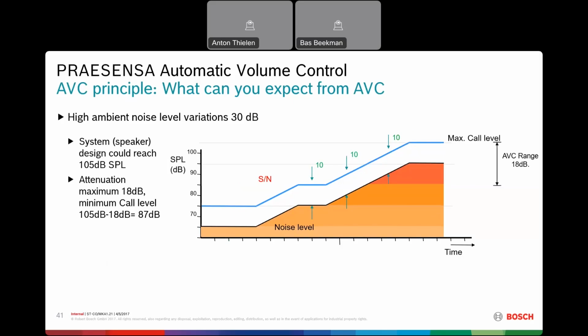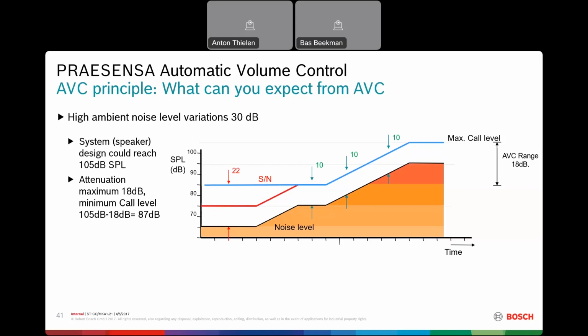High ambient noise level variation, so the speaker design could reach here up to 105 dB. And you could have the 18 dB range, which means that you have a maximum attenuation of 18 dB, and then you would have it up to a call level of 87 dB in that case.